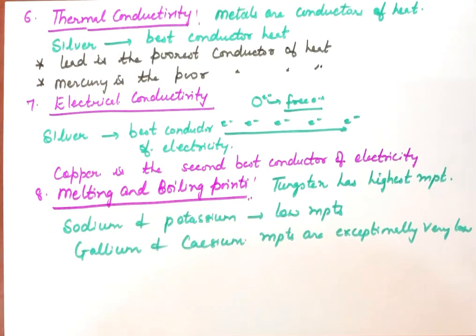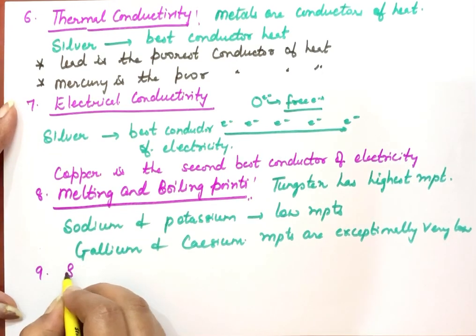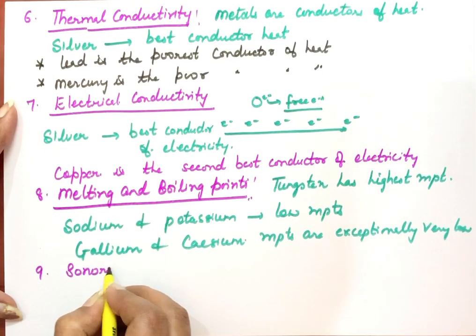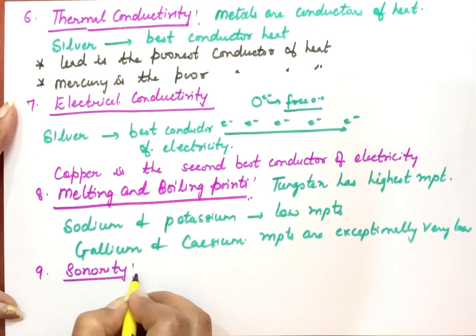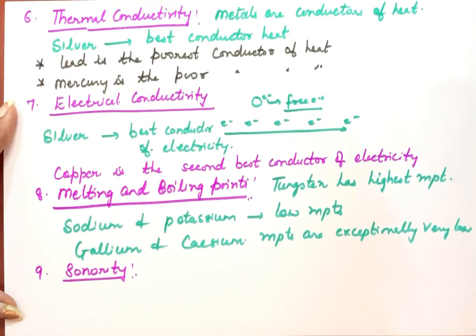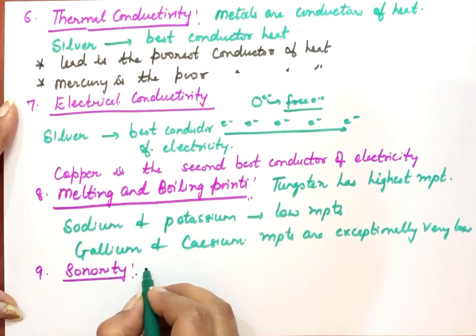After melting points, similarly their boiling points are also very high. The next property after melting and boiling points is sonority. Sonority means if we take two pieces of metal and strike them, they produce a ringing sound. That property is known as sonority.